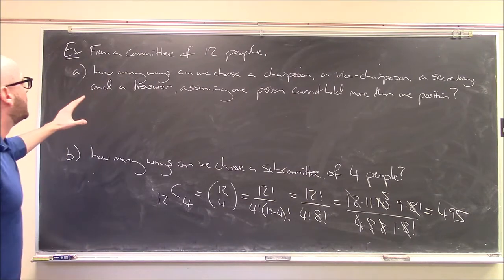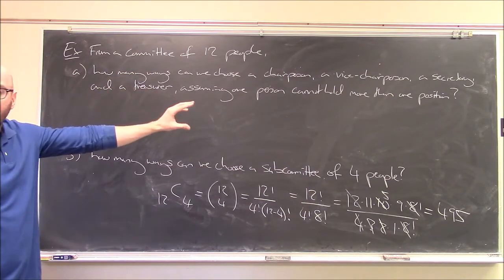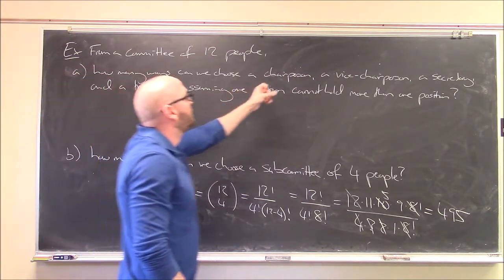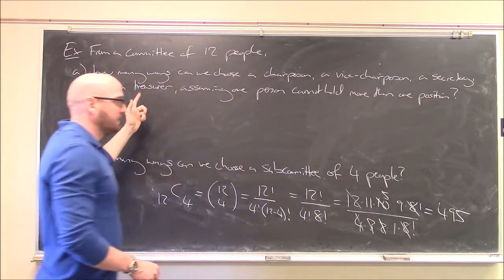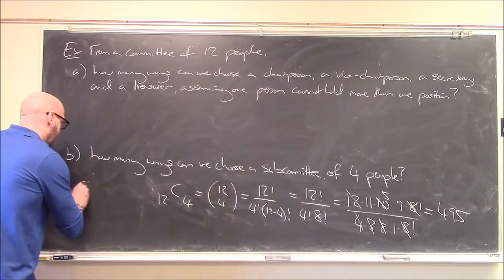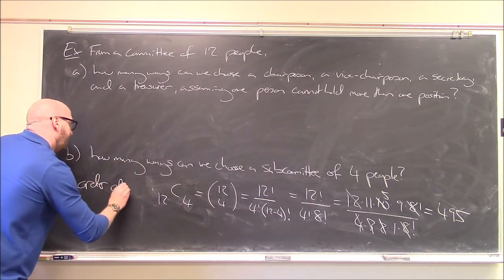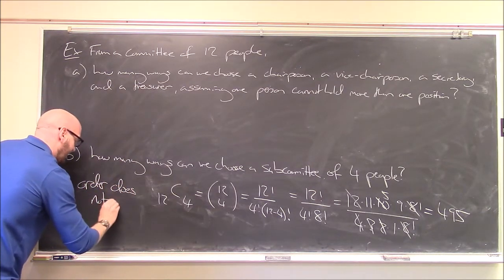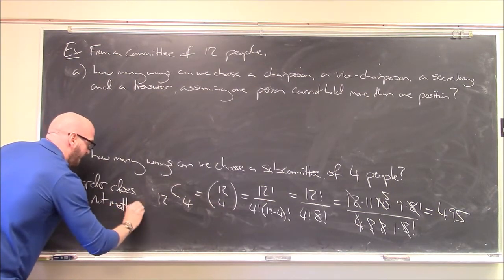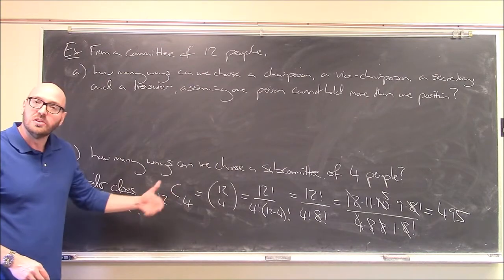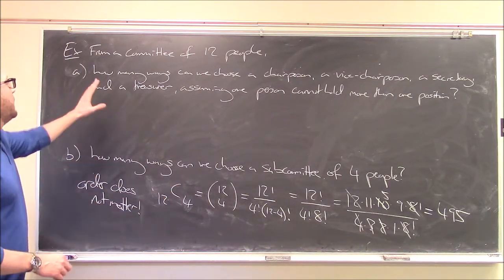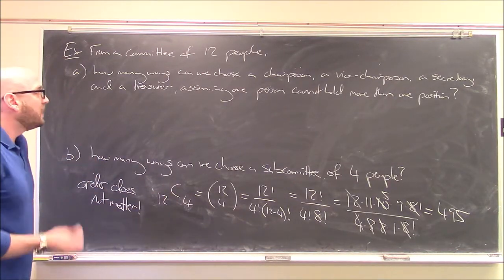So come back to the first question. Here I'm also choosing 4 people, right? I'm choosing 4 people, a chairperson, a vice chairperson, a secretary, and a treasurer. So down here, order didn't matter. This is always up to you to decide, by the way. You have to figure out, am I doing a combination or a permutation? Does order matter or not? But up here in the first problem, order does matter, right?